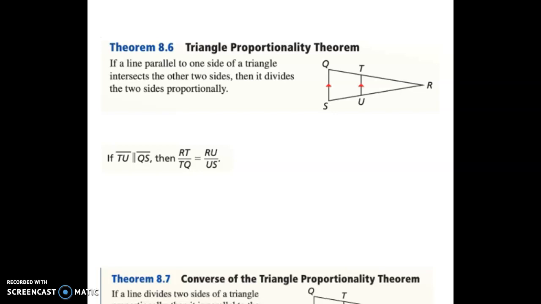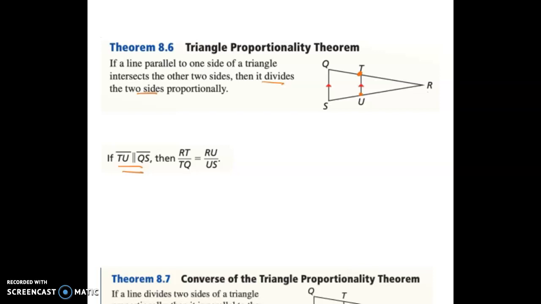Hi, today we will talk about triangle proportionality. According to this theorem, triangle proportionality, if a line parallel to one side of a triangle intersects the other two sides, in this case, we have TU parallel to QS and it is intersecting at T on the line QR and intersecting SR at point U.